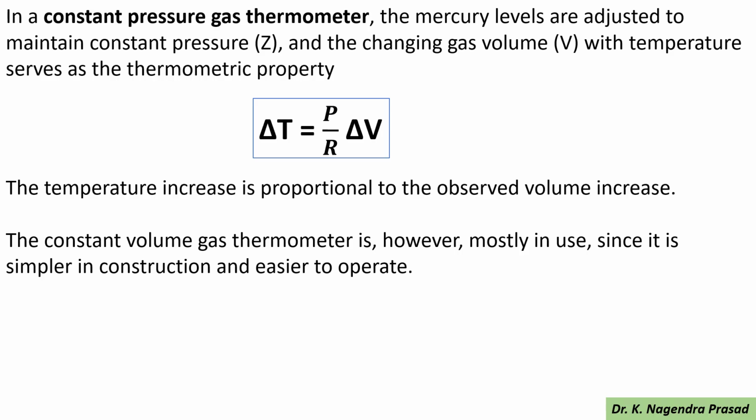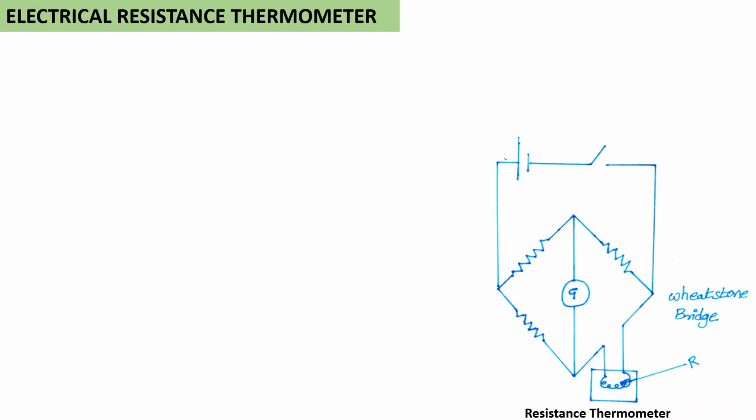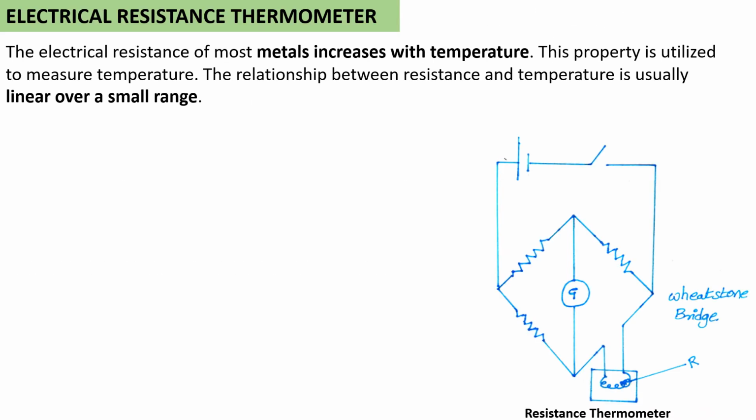But in general, the constant volume gas thermometer is mostly in use because it is simpler in construction and easier to operate when compared with the constant pressure gas thermometer. Next we will discuss the electrical resistance thermometer.